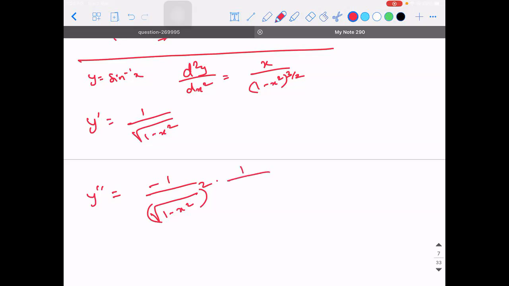into 1 divided by 2 root of 1 minus x square into minus 2x. Did you understand what I did? Yes, sir.